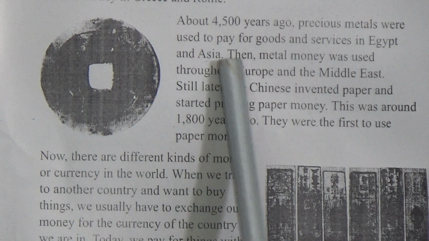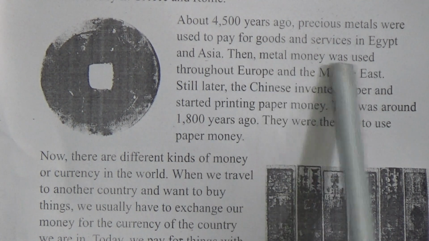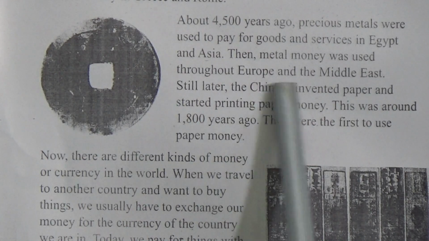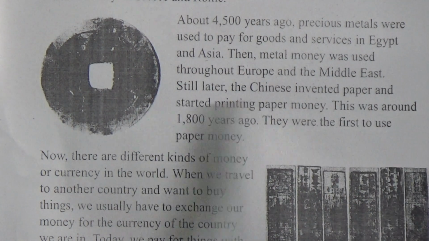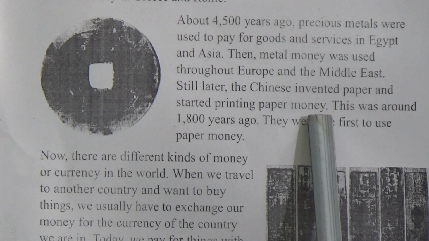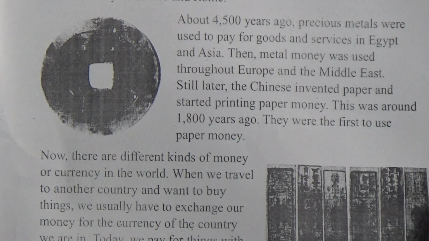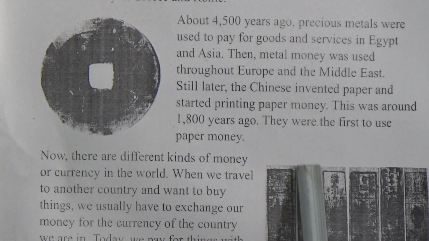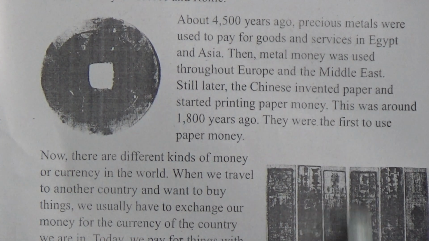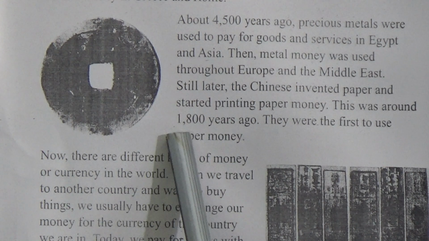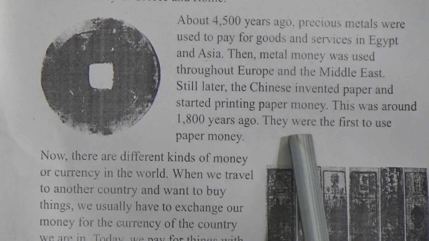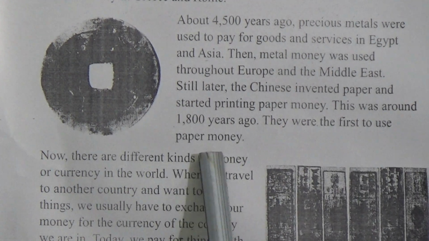Then metal money was used throughout Europe and the Middle East. Still later, the Chinese invented paper and started printing paper money. Okay, so it is the Chinese who actually invented paper money, like today we have paper money. So this paper money was actually invented by Chinese people around 1800 years ago. They were the first to use paper money.